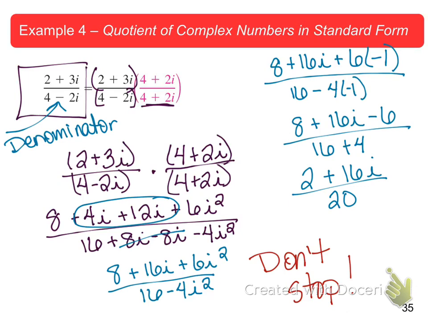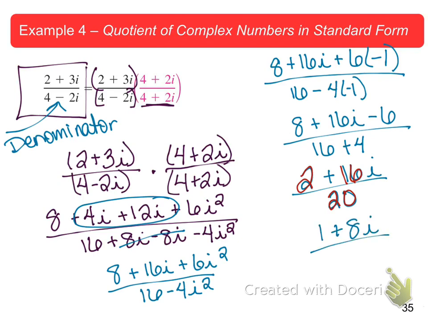Now, this can be simplified even further. Do you see how this is a 2, this is a 16, and this is a 20? They can all be divided by 2, and it has to be all 3 of them. If it's not all 3 of them, it doesn't work. It's got to be all 3 of them. So this can be simplified to 1 plus 8i over 10. And I typically stop there. Like I typically don't go any further.